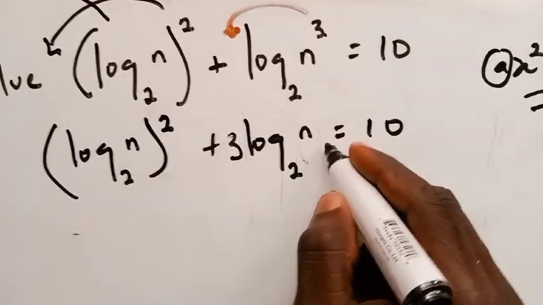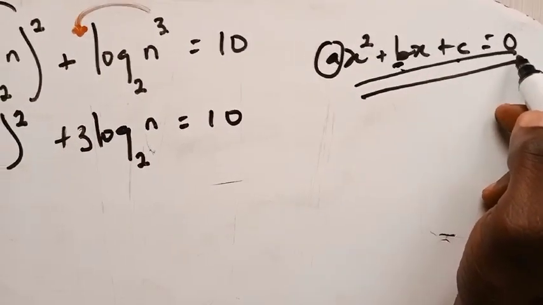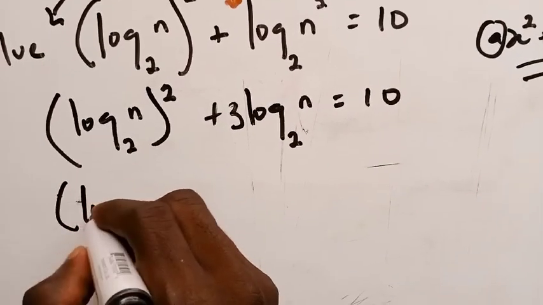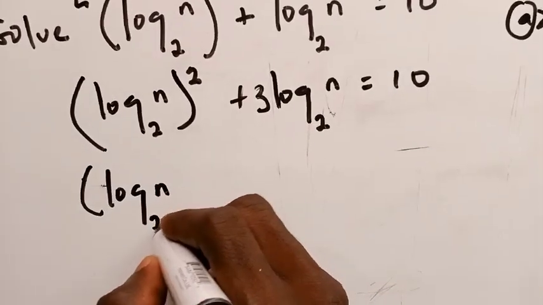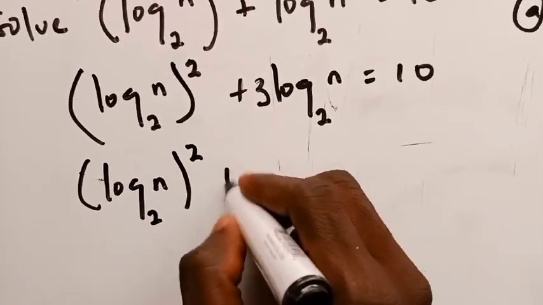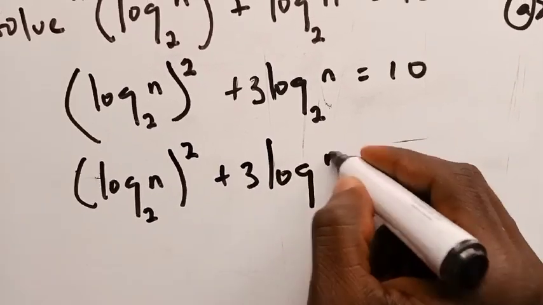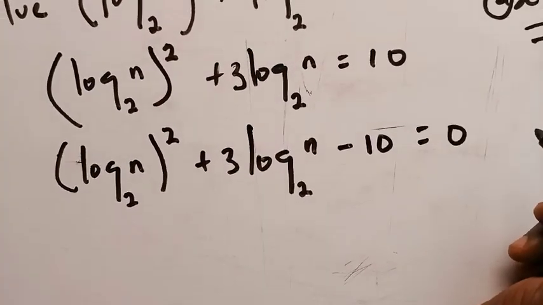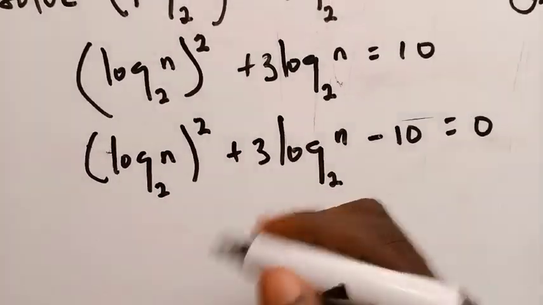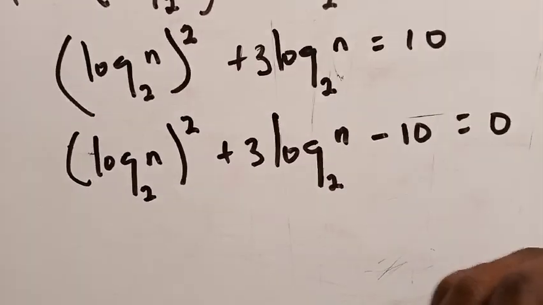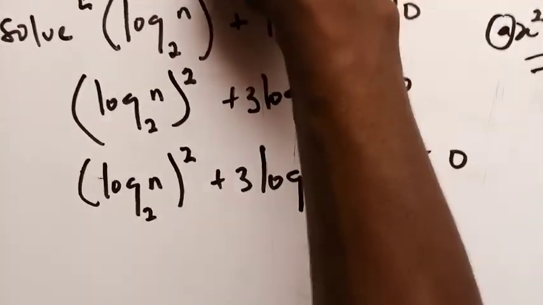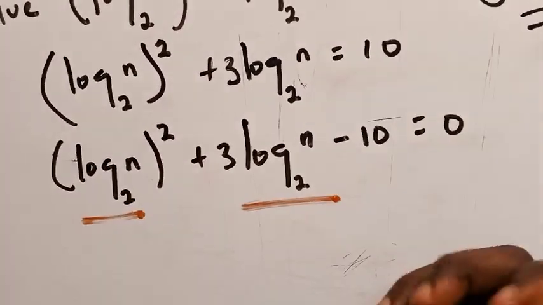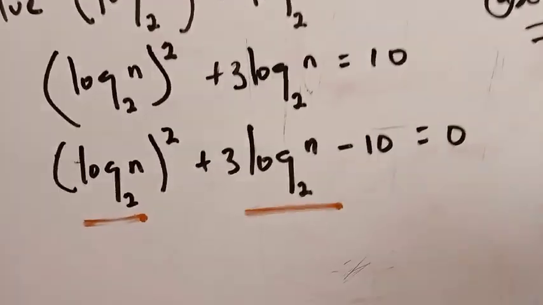Remember, we are heading towards the quadratic equation. This 10 can come here, so by subtracting 10 from both sides of the equation, we should have (log n base 2) everything squared plus 3 log n base 2 minus 10, everything equal to 0. Now what are we going to do here? You can see what I said at the beginning of this video: you can see the same log n base 2 here and here.